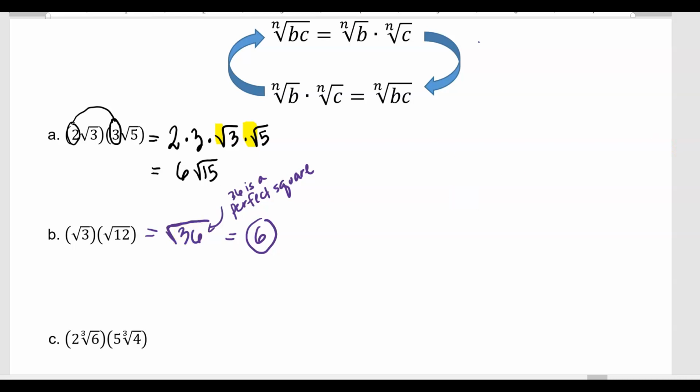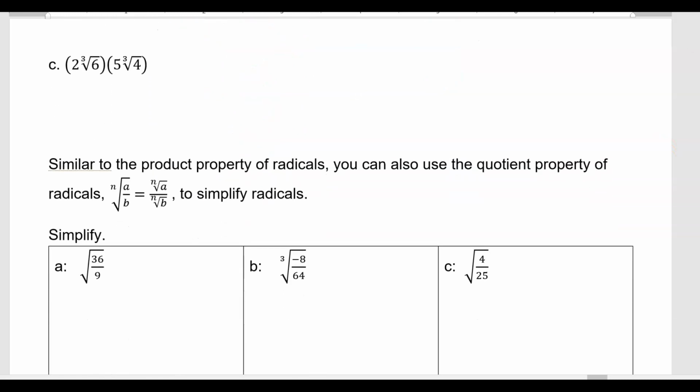Let's move on to C. Here you have 2 times the cube root of 6 times 5 times the cube root of 4. Again, you can multiply the 2 and 5 together, which gives you 10, and then you can multiply the cube roots together because they have the same index. Keep that same index though, so the cube root of 24.